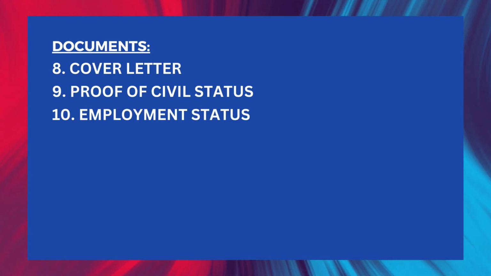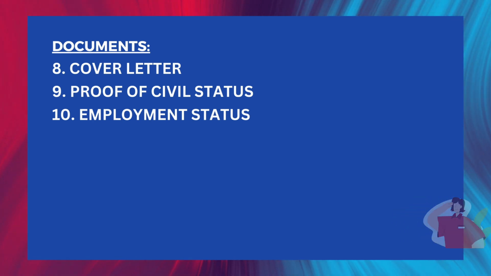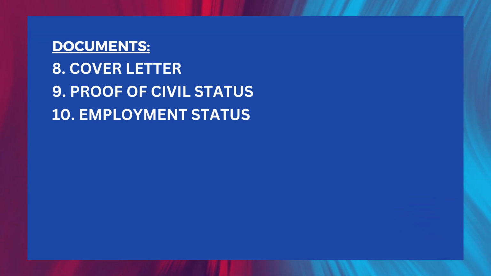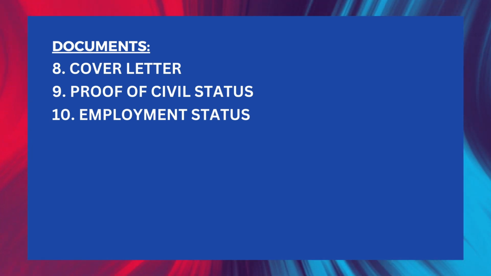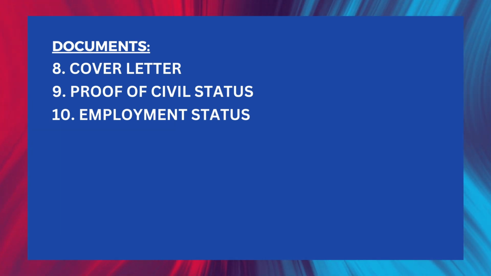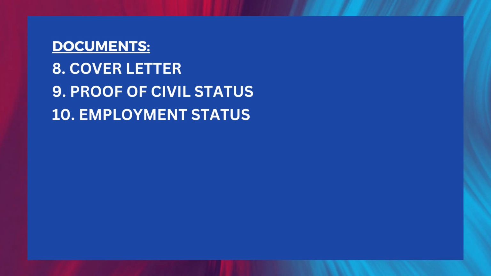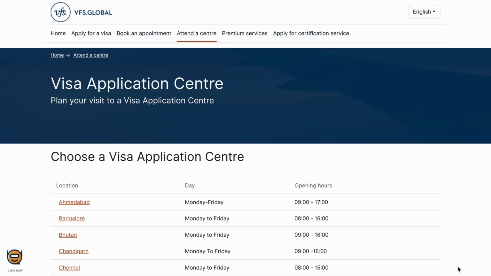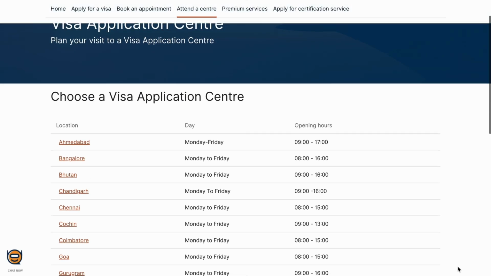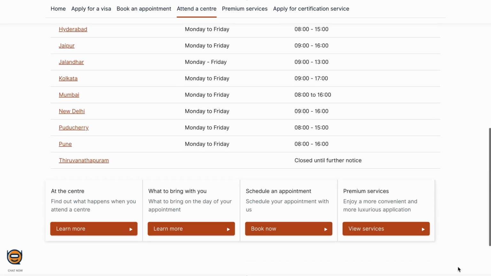Employment status. If you are employed, get a no objection certificate from your employer along with the leave approval letter. If you are self-employed, you will need your business registration documents, and if you are a student, you will need a letter from your school or university. Once all the documents are ready, you need to take an appointment at VFS Global. You can find the appointment booking option on the VFS Global website. Select the nearest location, whether it is New Delhi, Mumbai or other major cities, and schedule your appointment.